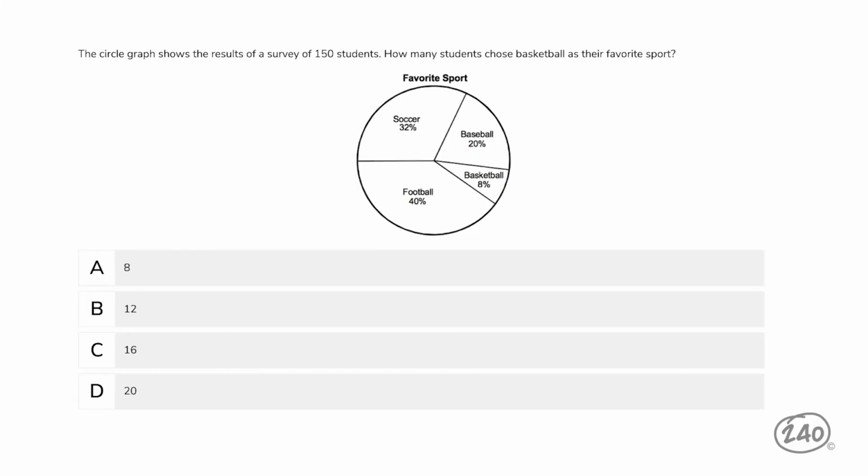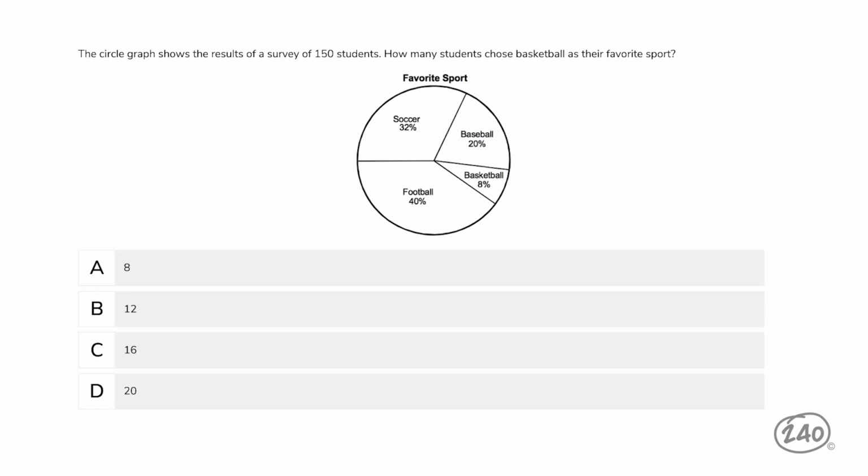And last but not least is statistics. The circle graph shows the results of a survey of 150 students. How many students chose basketball as their favorite sport? This problem gives us survey data, a pie chart, and asks how many students chose basketball as their favorite sport.